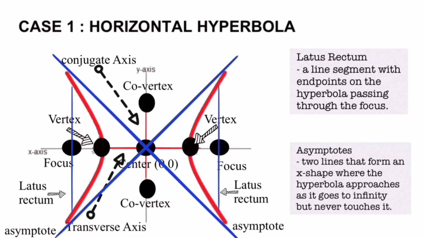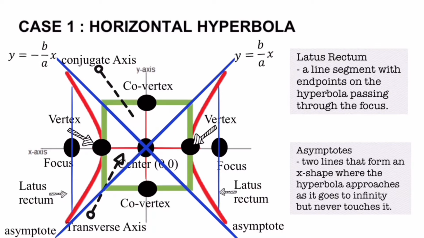The equation of the asymptote with a negative slope is y equals negative b over a x, while the other asymptote with a positive slope is y equals b over a x. Now, the easiest way to draw the asymptote is by drawing a rectangle covering the 4 points, the two vertices and the two co-vertices. And the two asymptotes are actually the diagonals of this rectangle extending outward of the rectangle. So that's a trick on how to approximately draw the two asymptotes.